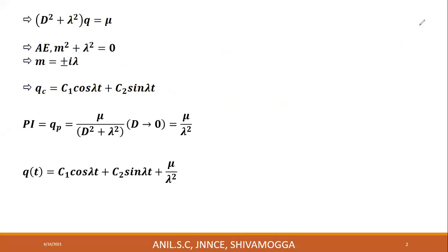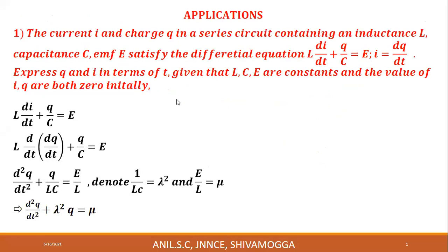Now we have two initial conditions here. The two initial conditions are, first, the value of I and Q both is 0 initially. Initially means when time t is equal to 0, both I and Q are 0. This is the condition. When time t is equal to 0, Q is equal to 0, I is equal to 0. Let's use these two conditions one by one.